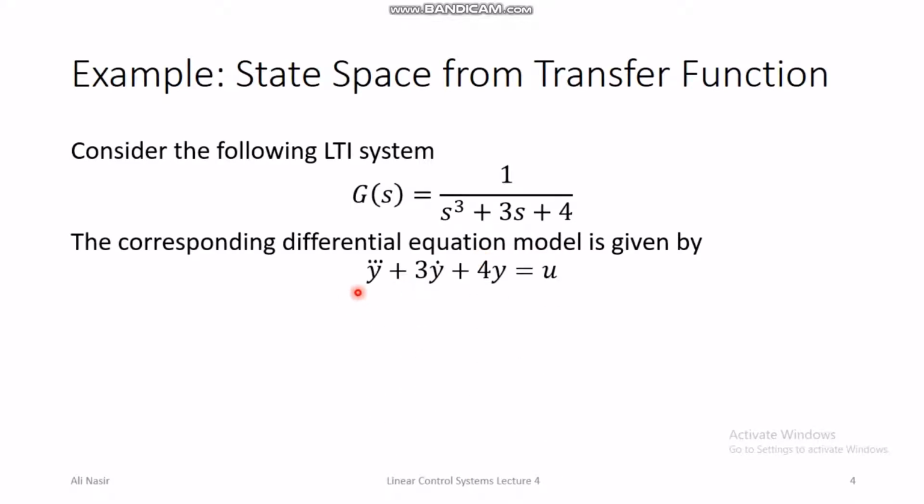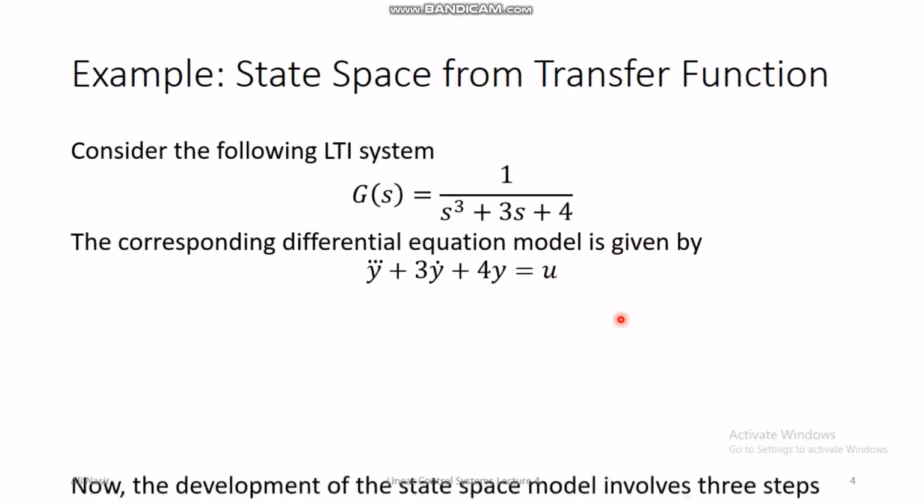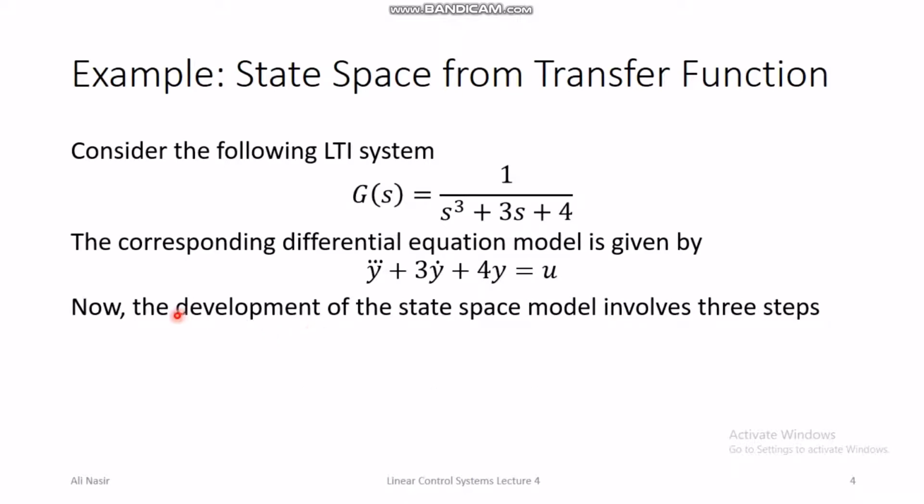So we convert this into a differential equation by taking the inverse Laplace transform. The denominator polynomial becomes the differential equation for the output. s cube becomes y triple dot, 3s becomes 3y dot, 4 becomes 4y, and this 1 becomes 1u. So that is how you get the differential equation from the transfer function. We have already discussed this in the previous lecture.